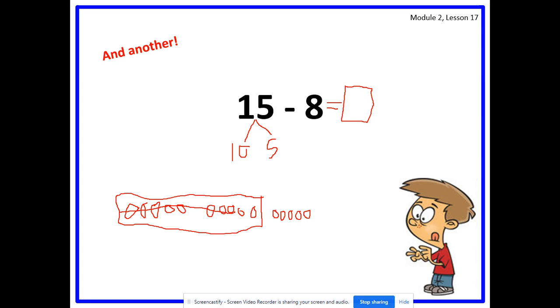And last, you should have added your leftover parts. How many circles left inside the box? Get ready. 2. How many circles left outside the box? Get ready. 5. So 2 plus 5 is, get ready, 7. So 15 minus 8 equals 7. You should have gotten 7 as your solution.